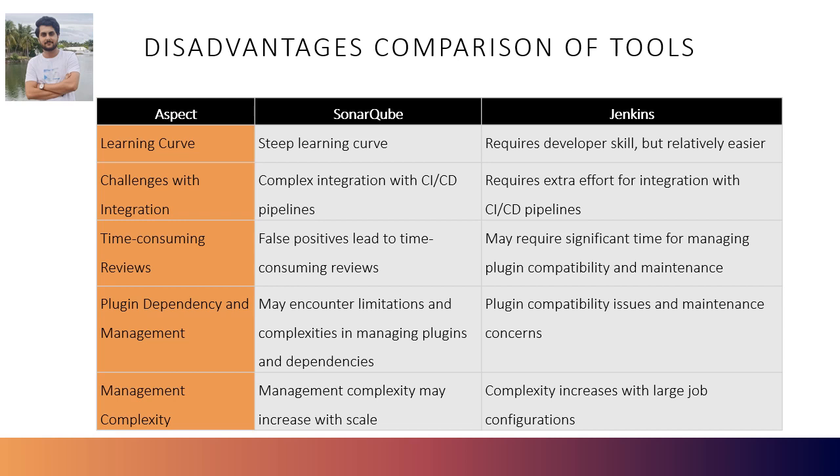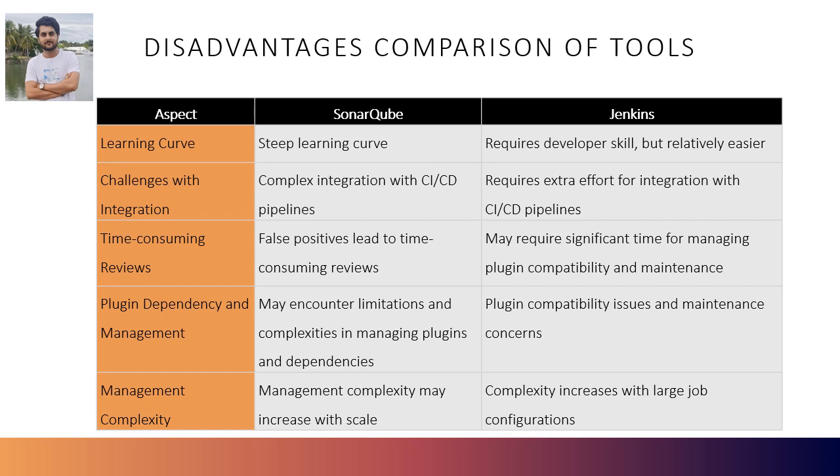Looking at the final aspect, which is management complexity. For SonarQube, management complexity may increase with scale. The administrative challenge grows with the scale of the enterprise. For large organizations with multiple teams and projects, coordinating across different instances of SonarQube, ensuring consistent rule sets and policies, and managing security and access control can become an administrative burden.